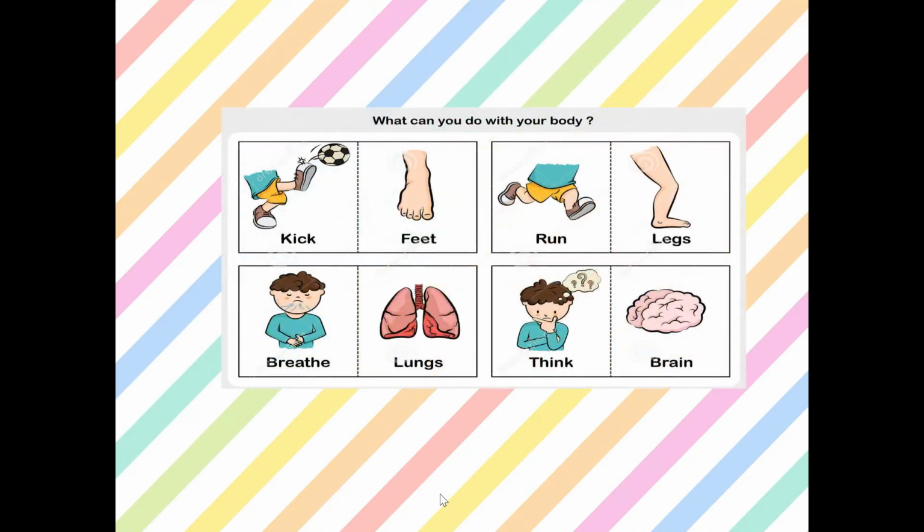Look at this picture. What can you do with your body? So you know that each part of our body has a function. So for example, feet. Our feet, we use it for kicking the ball. Legs, we use it for running. Brain, we use it for thinking. Lungs, we use it for breathing. So each organ has its function.